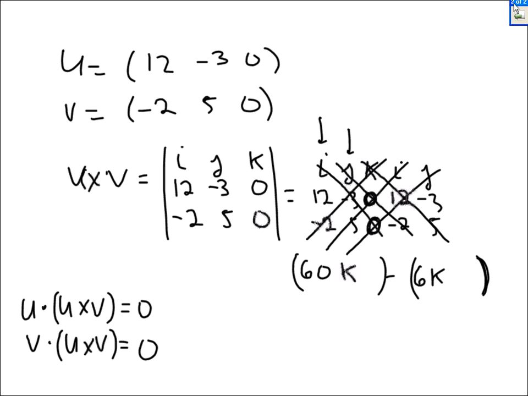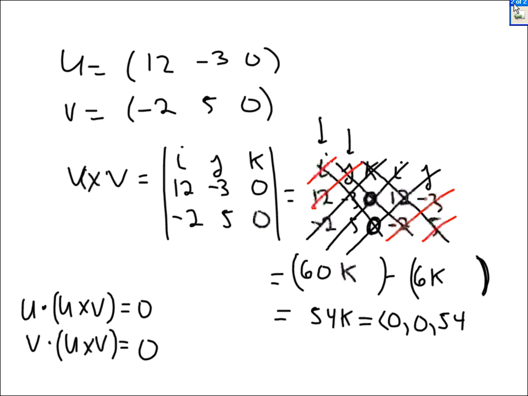Only do the diagonals that have 3. That is, do not bother to look at this diagonal. It only has 2 values. This one only had 1. This only has 2 and 1. Only do the ones that have 3. So this is all that we got. And 60k minus 6k is 54k. That means 0 i's, 0 j's, and 54k.